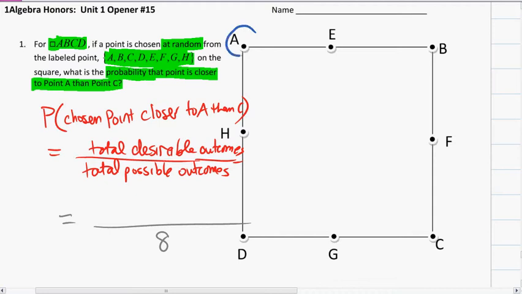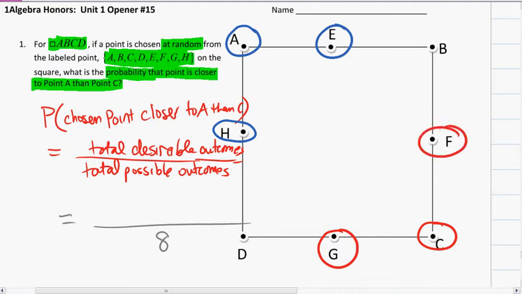So is A closer to A than C? Yes, it's on A. H is closer, E is closer to A than C, whereas C is closer to C than A, as is G and as is F. Now D and B are the same distance from A and C.